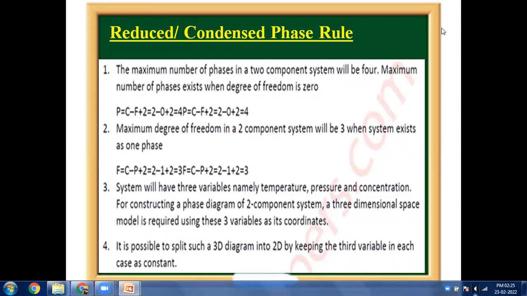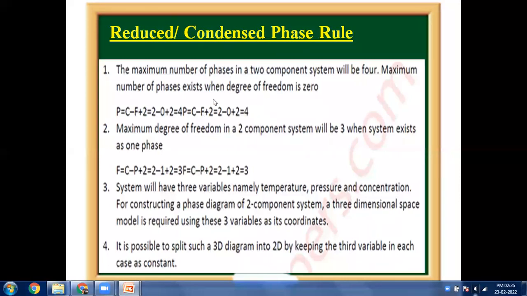Correct. Now, it so happens that for a two component system, generally, if the phases are four, the degree of freedom, if you calculate and if you see, it comes to zero. You can see in the slide first point itself, where if the degree of freedom is zero, number of phases is equal to four, or if the number of phases is four, the degree of freedom is zero.